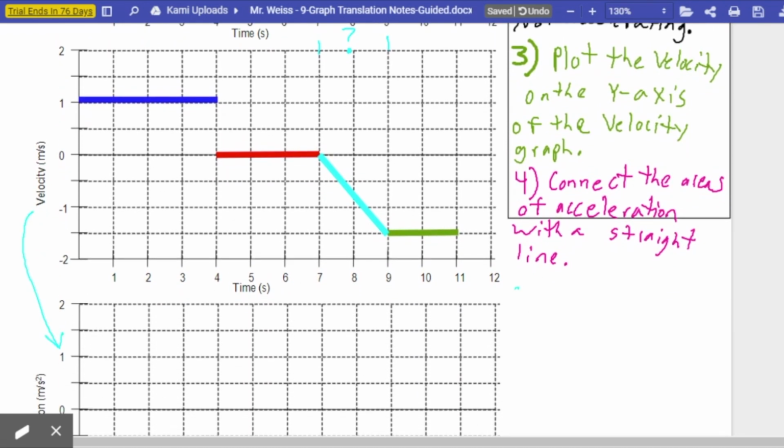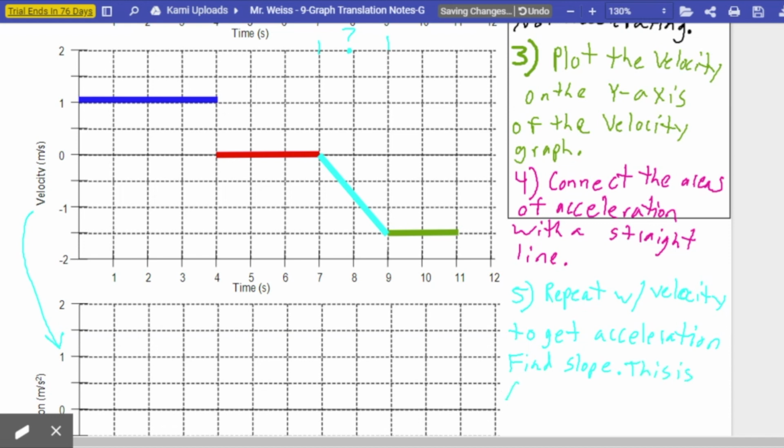Now, in order to get our acceleration versus time graph, we basically just need to repeat all the steps that we did with the displacement versus time graph, but this time looking at the velocity versus time graph. So the first step that we did was breaking down these pieces of motion. I've already broken them down for you by drawing them in other colors. So now let's take a look at the first line, the blue one, and calculate the slope.